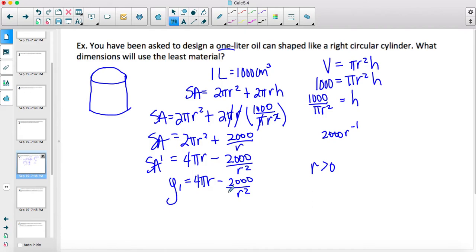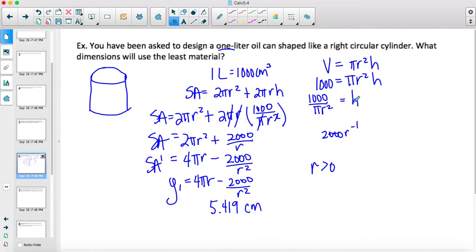Okay, so when I evaluate this, I found a 0 at 5.419. So also, when you look at that graph, you can see that the derivative goes from a positive to a negative at 5.14. So we know that this is a minimum. So this is what we would want the radius of our can to be.